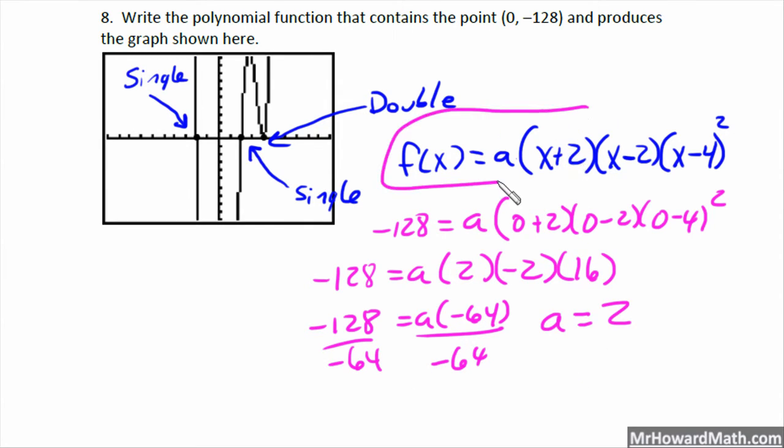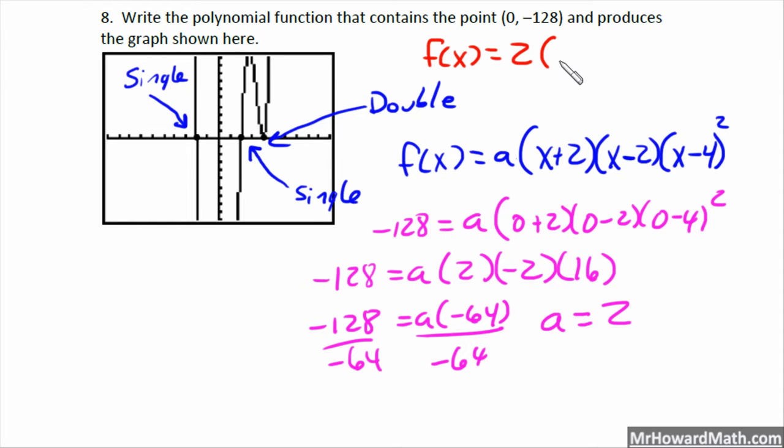So now I'll rewrite this function and just replace the a value with positive 2. So my final answer up here: f of x is equal to 2 times the quantity x plus 2 times the quantity x minus 2 times x minus 4 quantity squared. And that is our final answer for number 8.